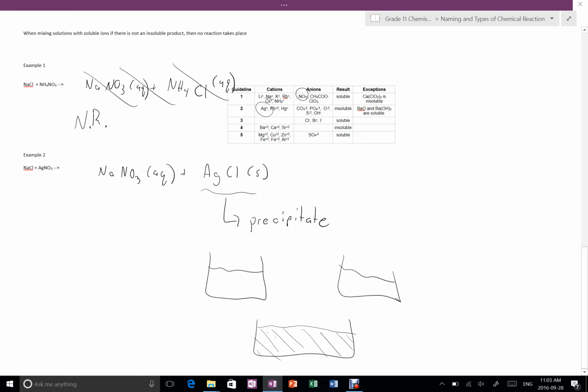So that's how we use the solubility table to determine if something is soluble or insoluble, and then how we use whether or not something's insoluble or soluble to determine if a meaningful double displacement reaction has happened, or if really what we're dealing with is just a bunch of ions hanging out in solution.